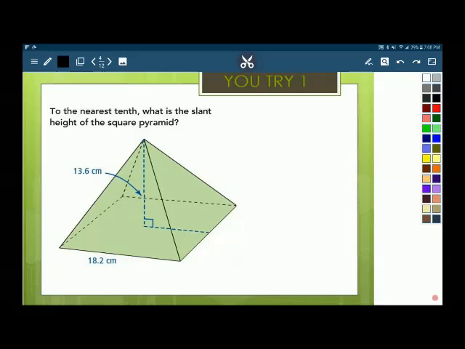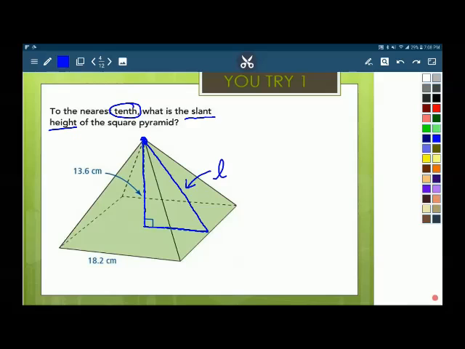Okay, so now what I would like you guys to do is give this a try in your first You Try. Again, I want you guys to see the triangle that is standing up inside of the pyramid. It says to the nearest 10th, so it does give you some rounding directions. What is the slant height of the square pyramid? Now the slant height goes from the top and connects down the slant to make that triangle. So right here, that's the slant height.